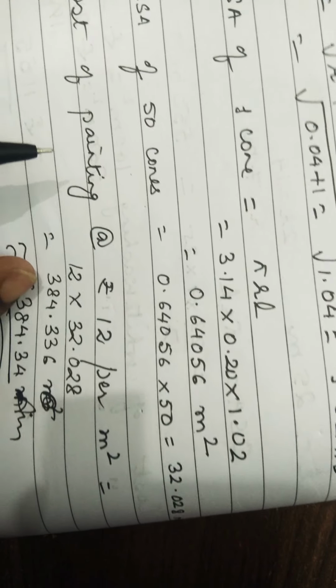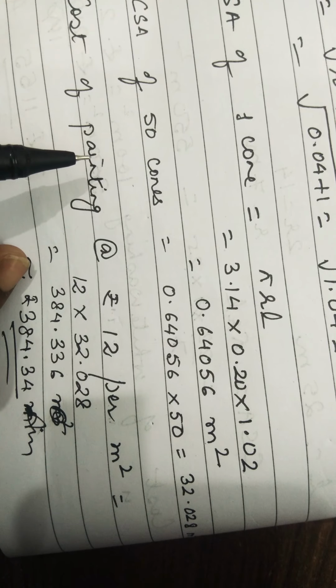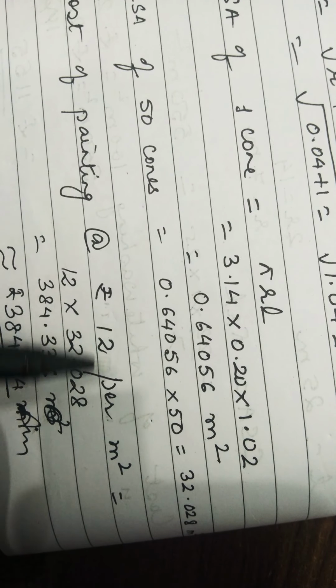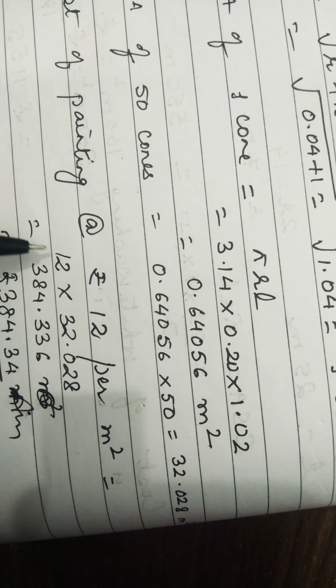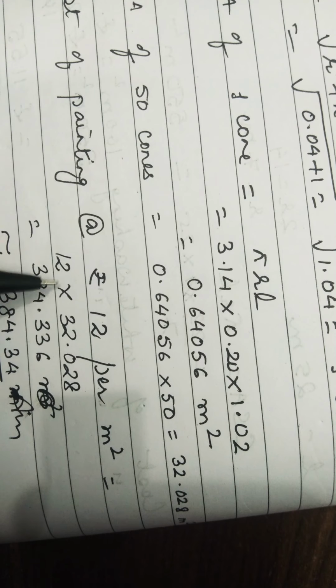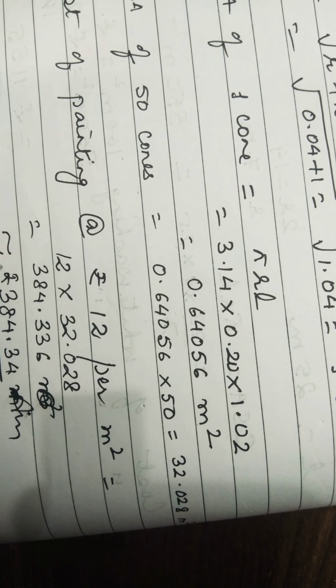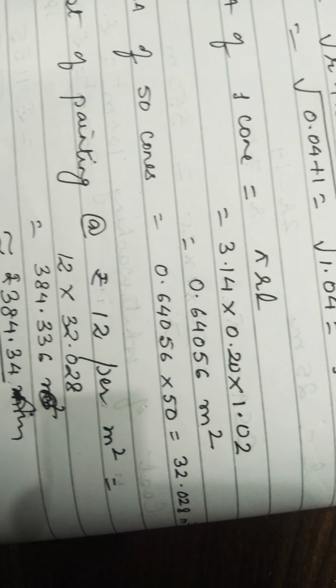Now it is given, we have to find out the cost of painting these cones at the rate of rupees 12 per meter square. Means the cost of painting 1 meter square is rupees 12. So what is the cost of painting 32.028 meter square? We will multiply this area with rupees 12. That is coming 384.336 rupees. So that will be approximately 384.34 rupees.